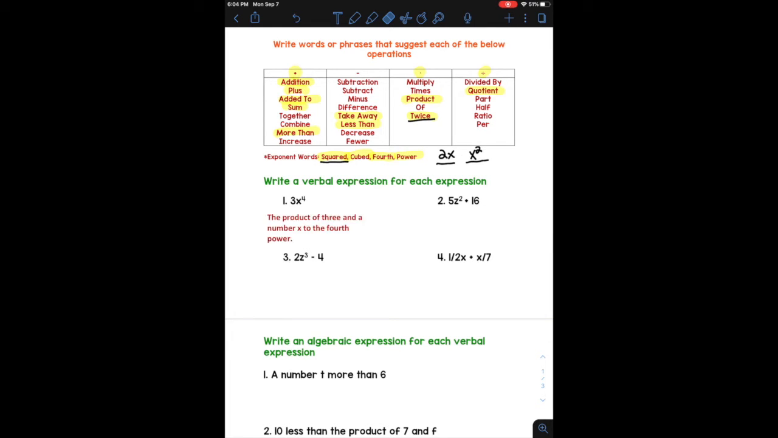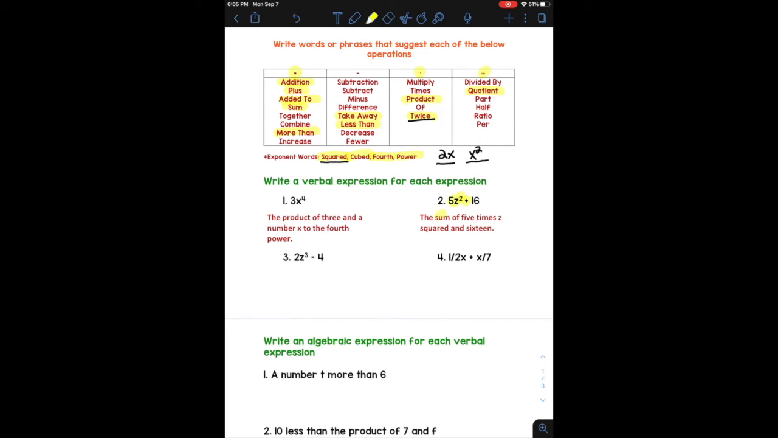So the one that they give us here is the product of 3 and a number x to the 4th power. That's fine. You could also use times. In number 2, there are the operations of multiplying, because it's 5 times, there's an exponent, z squared, and there's also addition. Just like reading a sentence, you could read this from left to right, and again, you don't have to use the fanciest words. There are many different options that you could give for these type of questions. The one they give us here is the sum of 5 times z squared and 16.